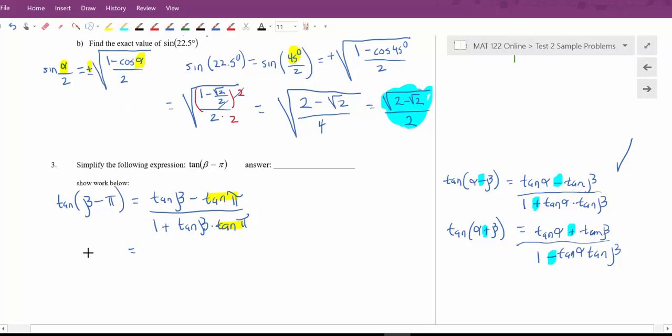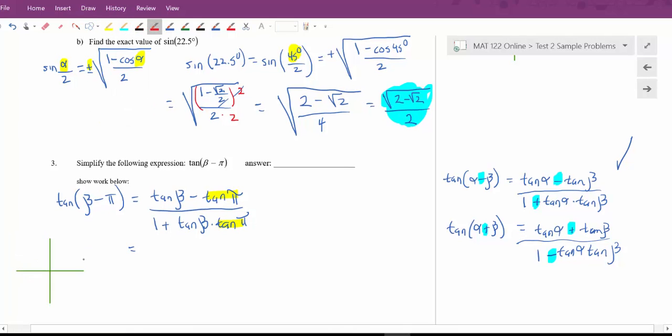Okay, so I'm just going to draw a little diagram over at the side. At pi radians, what matters is we're at the point -1, 0. And the tangent's y over x, so that would be 0 over -1, or that would be 0. So the tangent of pi is going to be 0. So we work it out like this.